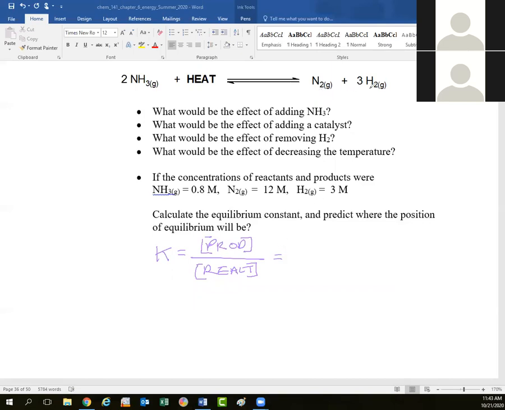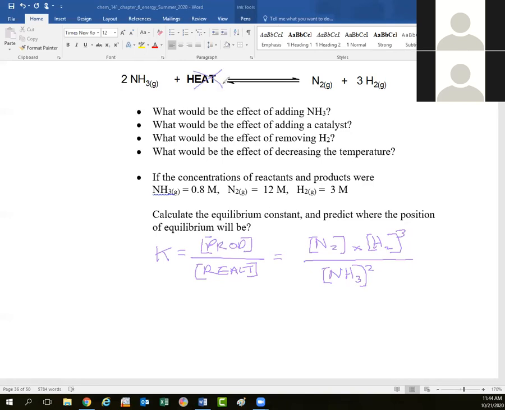For calculating the equilibrium constant, remember, it's the products of the forward reaction divided by the reactants of the forward reaction. So our products are nitrogen and hydrogen. So nitrogen multiplied by the hydrogen. Hydrogen has 3 moles in the equation, so we take it to the power of 3, divided by the ammonia, NH3, which is taken to the power of 2 because there's 2 moles in the equation.